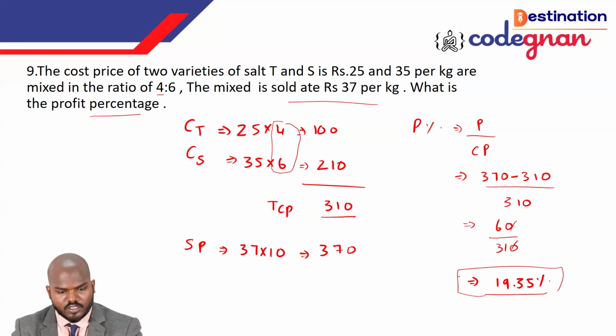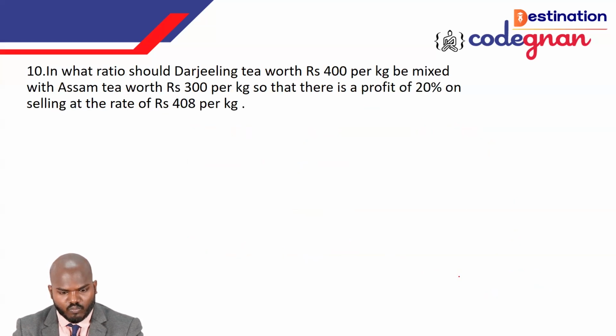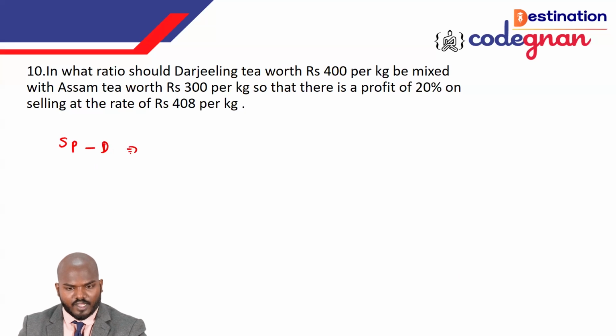Okay, and only one more question. So we just want to deal with it. With respect to the question here: in what ratio is the Darjeeling tea worth 400 rupees per kg mixed with the Assam tea worth 300 rupees, so that the profit of 20 percentage on selling at the rate of 408 per kg, they want to get the mixture like this. So the selling price of Darjeeling tea, it is saying that is 400 rupees per kg, and making the profit of what, that is 20 percentage.